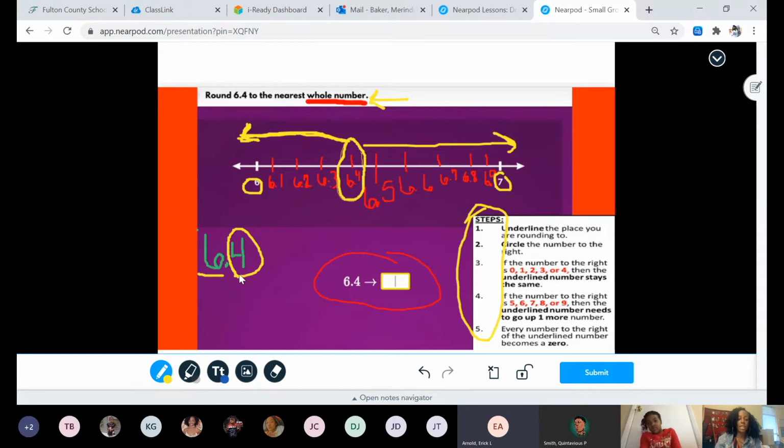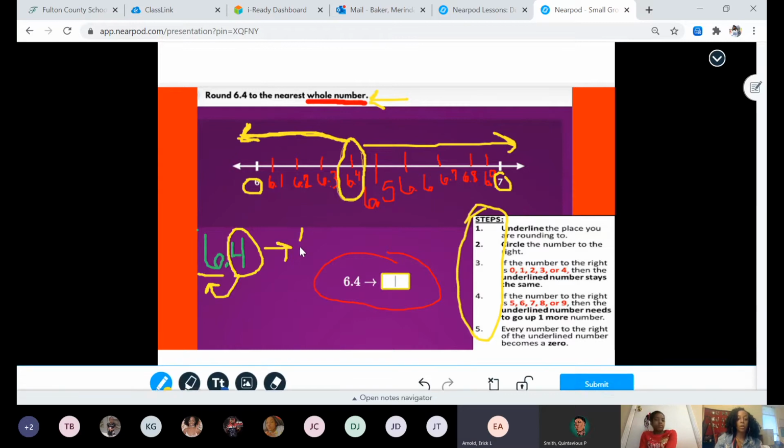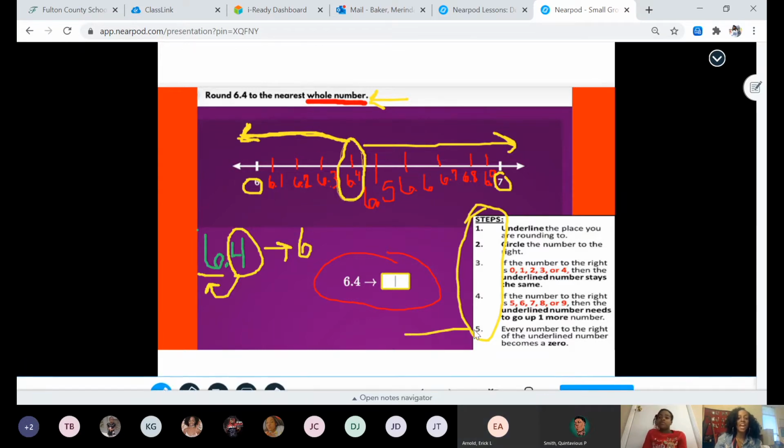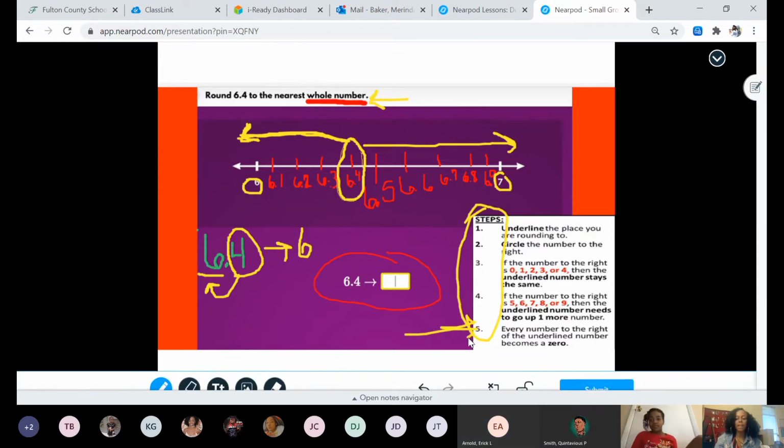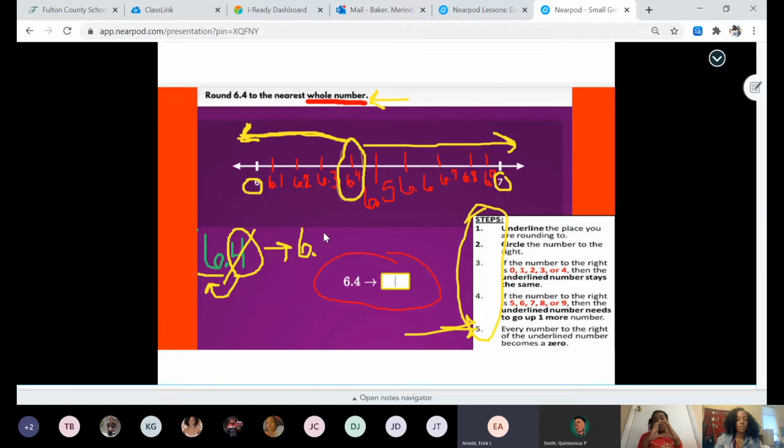So 4 or less means let it rest. So what's going to happen to that 6? Is it going to change or is it going to stay the same? It's going to stay the same. So we're going to keep the 6. And then our very last step, everything behind the underlined digit changes to a 0. So that 4 is now a what? The 4 is now a 0.